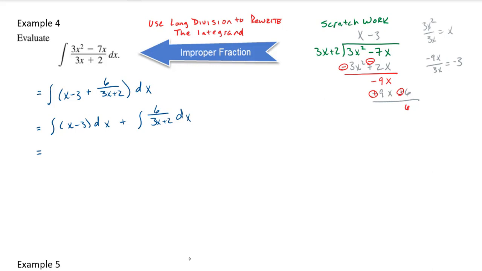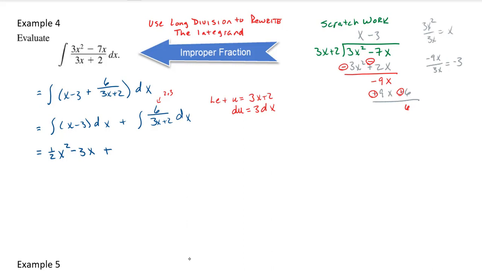Integrating x is easy. That gives us 1/2 x squared minus 3x plus, and then to integrate this, I'm probably going to want to use a u substitution. So what would I let u be equal to? 3x plus 2. If u is 3x plus 2, then what is du going to be? 3 dx. So when I rewrite this, I do have a 3 here because that 6 I could write as 2 times 3. When I rewrite my integral, what constant am I going to pull out? A 6?